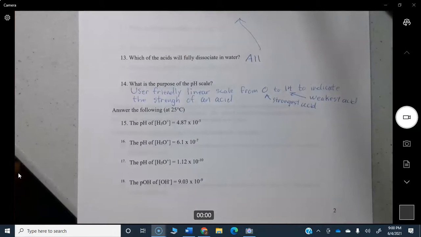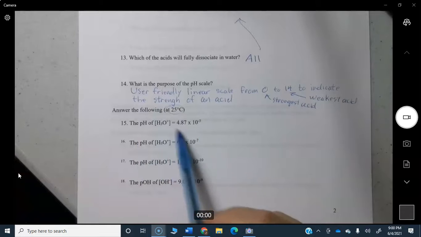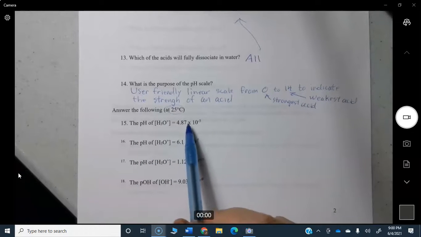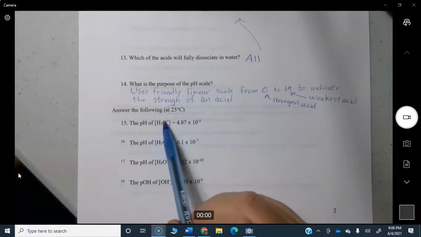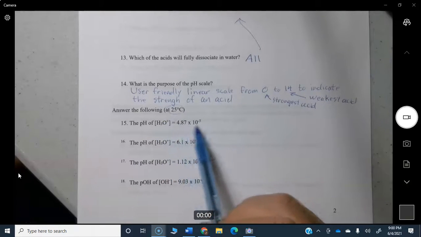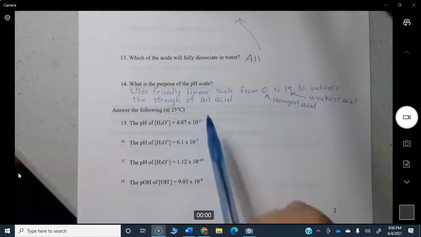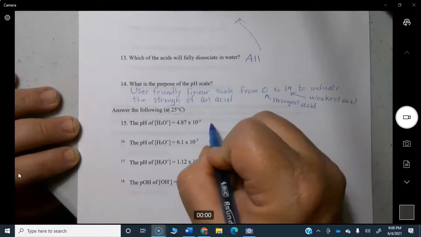Okay, answer the following. At 25 degrees just means it's normal room temperature. It really has nothing to do with the problem. So what's the pH? This is the concentration of hydronium ions. So what does this mean? It means you have 4.87 times 10 to the negative 5th moles. Remember, that's a number of molecules or ions in a solution for every liter. So it's a concentration. How many of these hydronium ions do you have in a solution for every liter? Dealing with this number is kind of messy: scientific notation, negative exponent, all that. So the pH scale just gives a simplified way to know how strong the acid is.